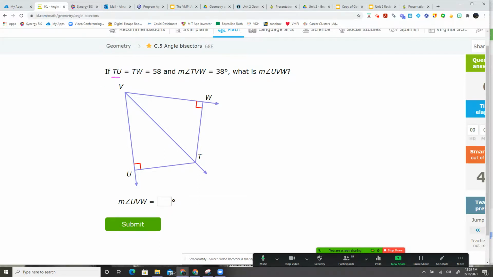So TU and TW are congruent. We can make those congruent marks. They're also both 58. That means this angle and this angle are going to be the same because the 58s are the same. Those angles are the same. So TVW is 38. What is UVW? So from U to V to W is that whole thing. So if the right side is 38, then the left side is 38, and the whole thing is 38 times 2, which is 76, I think.